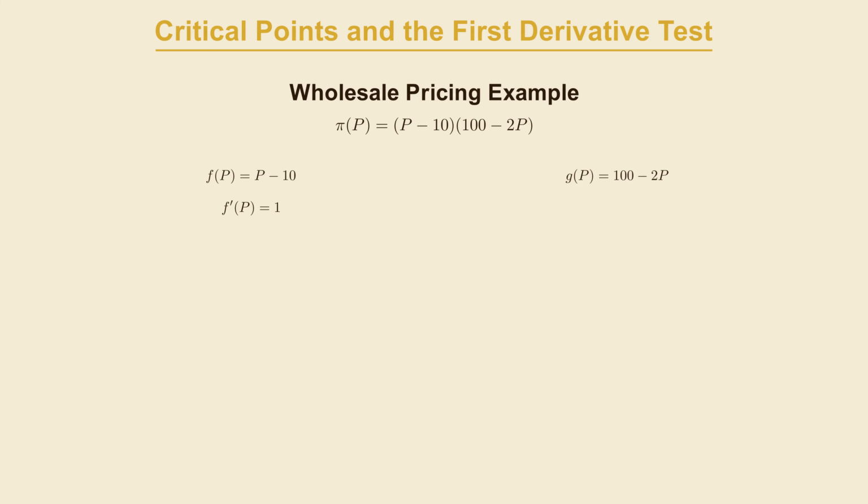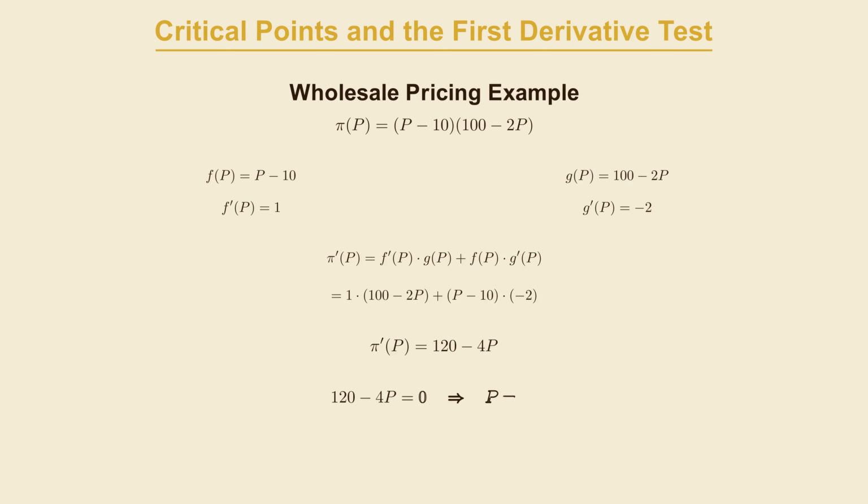Our second piece, g of p, is 100 minus 2p, and its derivative is negative 2. The product rule gives us f prime times g plus f times g prime, which ends up being 1 times the quantity 100 minus 2p plus the quantity p minus 10 times negative 2. Simplifying, we get 120 minus 4p. Setting that equal to 0, 120 minus 4p equals 0, so p ends up equaling 30.